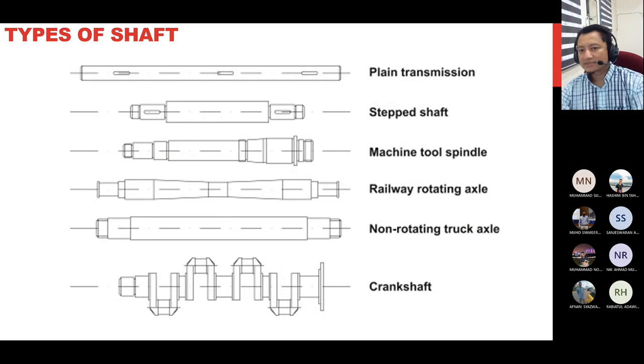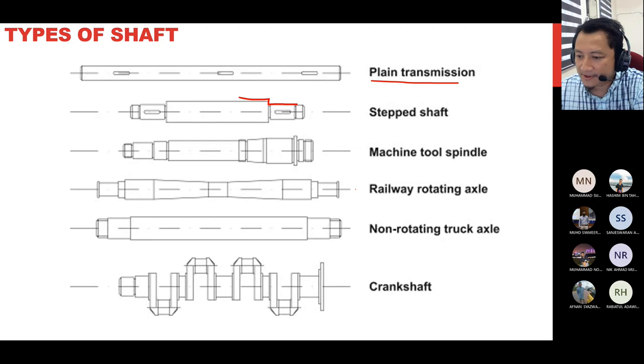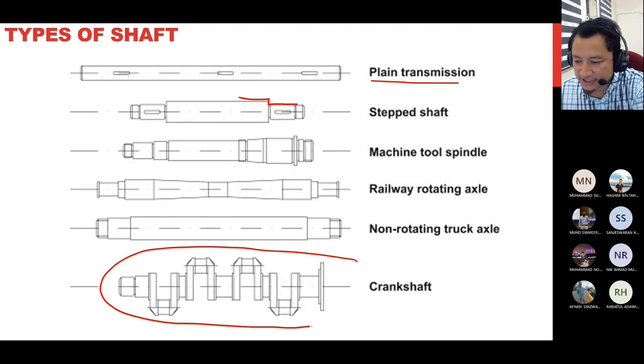However, if you want to really categorize it, it can be some sort of like this. Whether it's just a plain transmission shaft, whether you have some sort of step, you can call it a step shaft. Or this one is very unique, crankshafts.